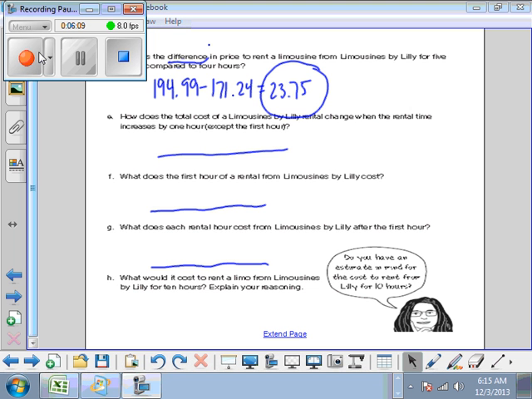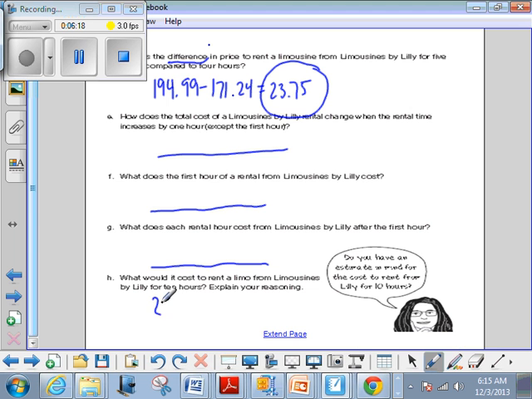Or sorry, after 10 hours. So thinking we know it's $23.75, 12 hours. And after that $23.75 from the first hour, what was that initial cost? Well, initially, before we even start, it's having that $99 fee. So what would your answer be?